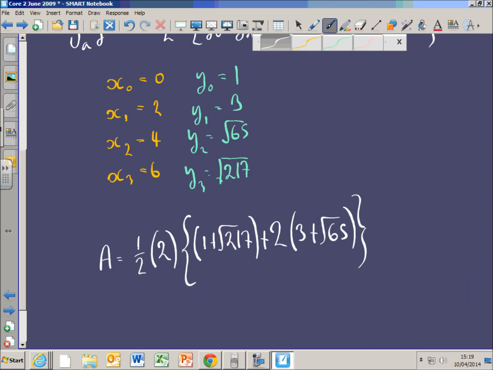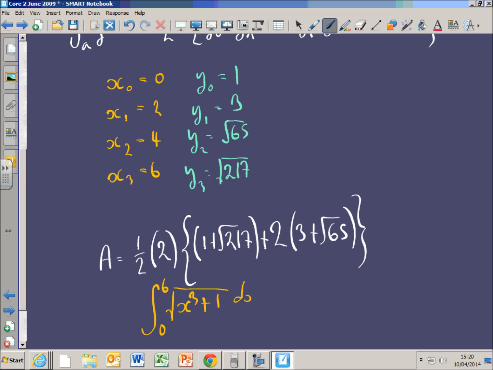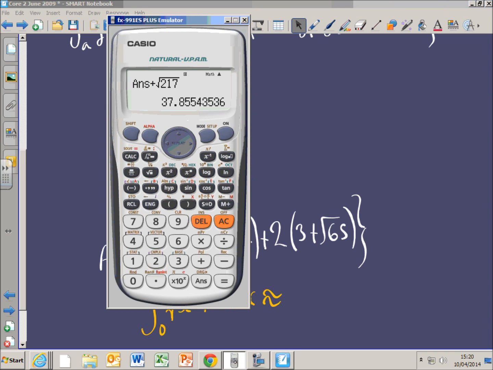37.86, shall we say. Does it say to how many decimal places we want it? 4 significant figures. So what we're saying is, the integral between 6 and 0 of the square root of x cubed plus 1 dx is approximately equal to, and it wants it to 4 sig figs. Well, what's 4 sig figs on there? 37.86. Yeah.